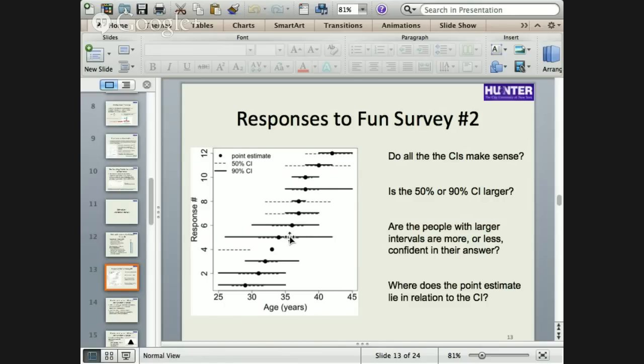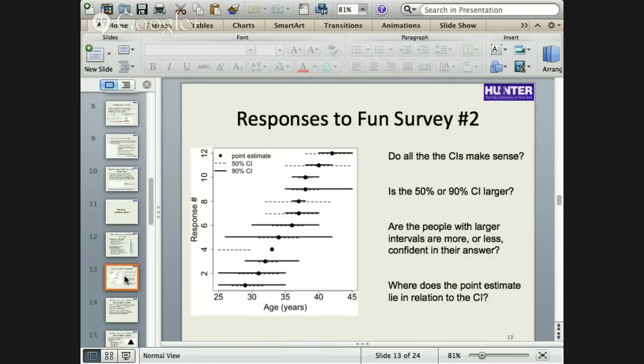What would you say about this person, number 5, in relation to number 10 here? Which one is more confident about how old I am? Yeah, number 10. So you can go the other way too and say if you have a smaller confidence interval, well, they're both 90% confident. It's just that this one has better information, or at least thinks they do, or has a more accurate measurement of the age.